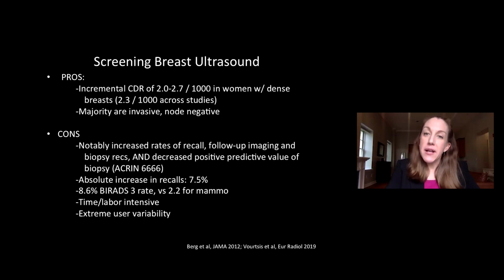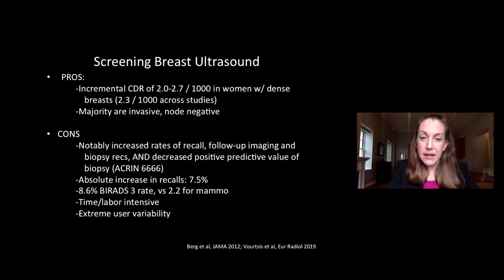Screening breast ultrasound, again, the most utilized currently. It does find a few extra cancers per 1,000 in women with dense breasts. The majority of those are invasive cancers, so the ones that we really want to be finding clinically. However, it comes at some drawbacks. Notably, it really increases the rate of recall from screening, meaning the number of women that need more imaging. It also increases rates of women who need follow-up imaging, and it results in a whole lot more biopsies and decreases the positive predictive value of those biopsies.